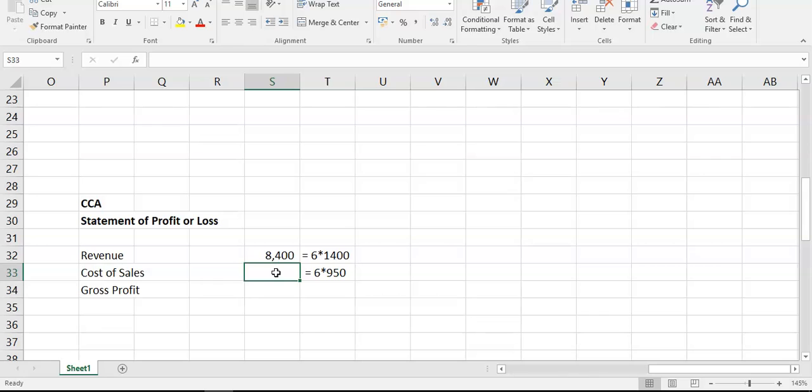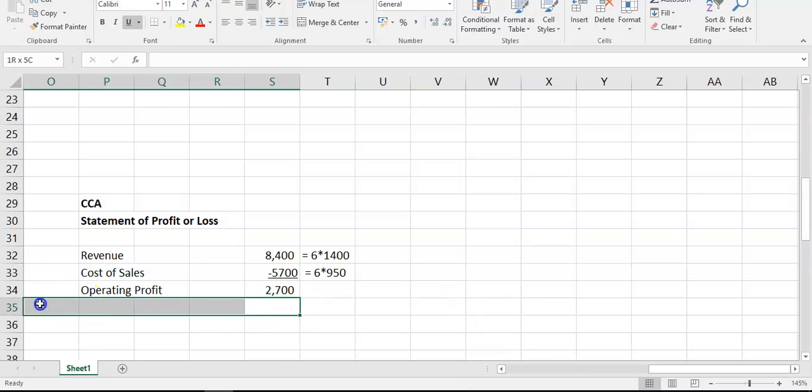So the cost of sales there is 5,700. So that means your, what we call, be careful here, the operating profit. We have a different terminology when we use current cost accounting. The operating profit is 2.7, and that's what will be available for distribution. So you cannot distribute more than the 2.7.